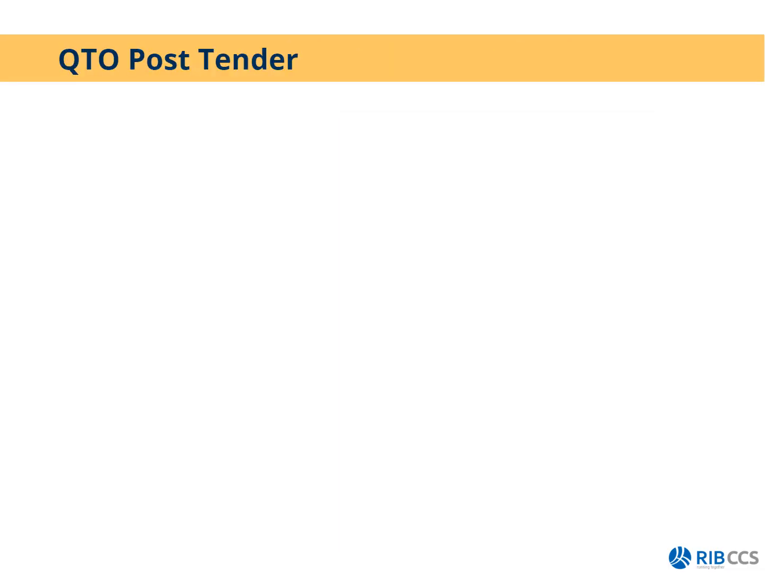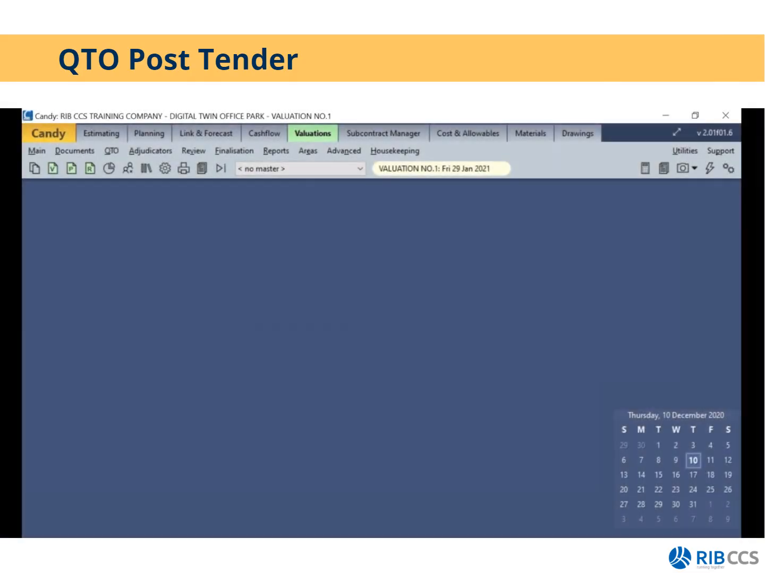Okay, next we're going to look at QTO Post Tender. So QTO is Candy's very own on-screen quantity takeoff system that can then be used to measure your bill, or if you're running a project on site, it can be used to measure your progress measurements for this project.